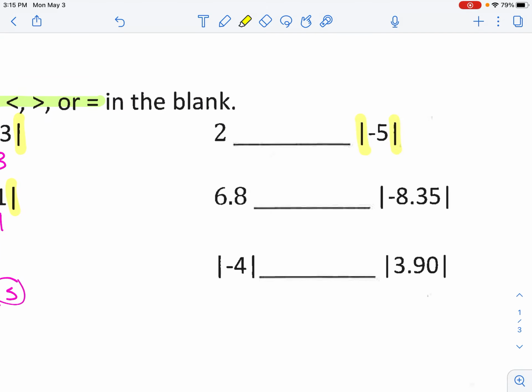2 compared to the absolute value of -5. The absolute value of -5 is 5. 2 is less than the absolute value of -5.